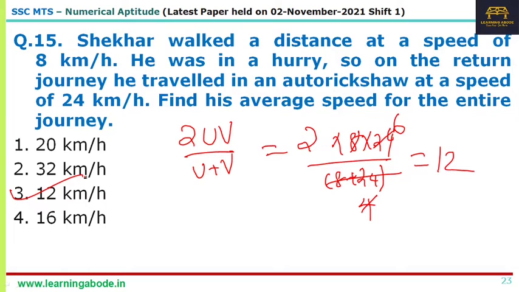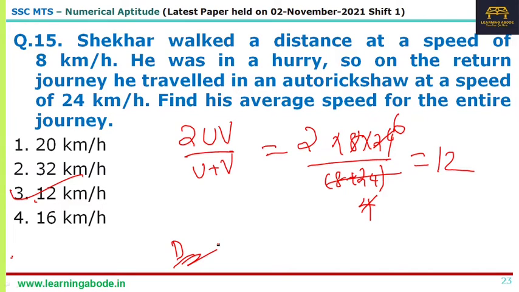Now in case you don't know that formula, you have the speed, so you can assume a distance. The distance you can assume as the LCM of the two speeds. The LCM of the two speeds here is 24, so you can assume that as the distance and then proceed and solve. You will still get the answer, but maybe a little time consuming. But if you remember the formula, it's easier.